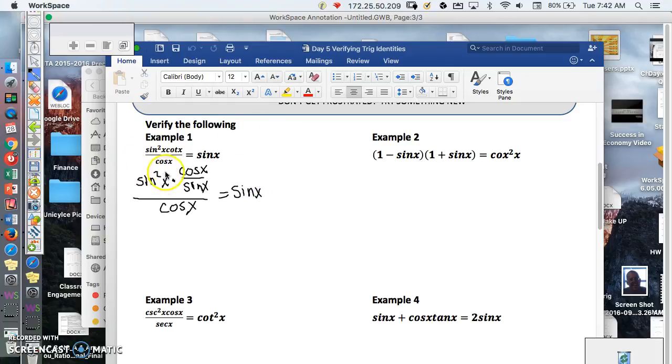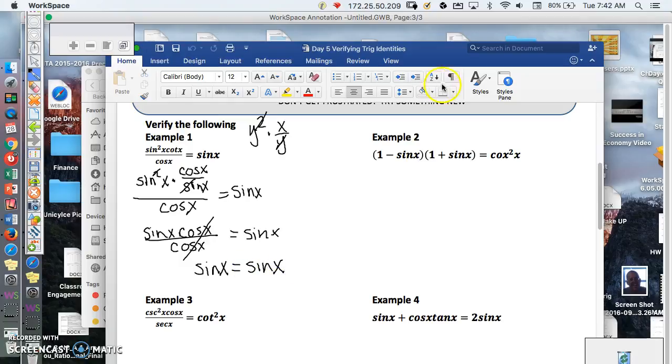Well, we could simplify some stuff now. I know that this is squared. It's kind of like saying we have x squared times y over x. I should actually switch that around since sine is y. So y squared times x over y, one of the y's would reduce out because y over y equals 1. So now we're left with sine of x times cosine of x over cosine of x equals sine of x. Well, cosine over cosine is 1. So we've just proved that because that side reduces down to the sine of x.